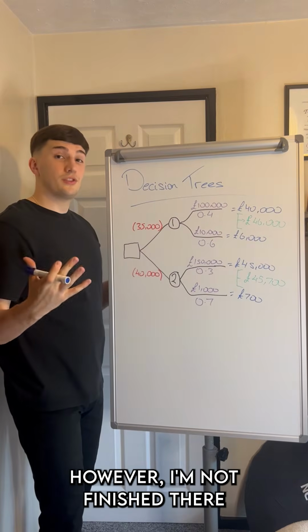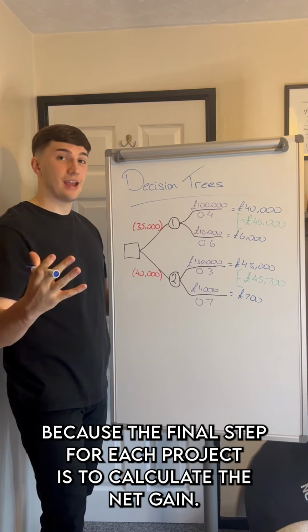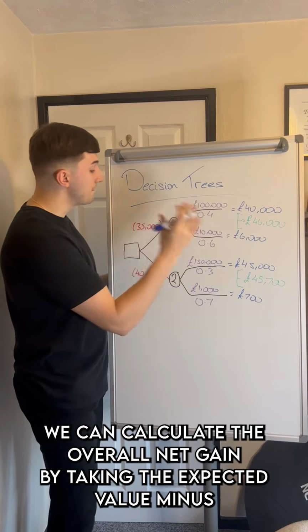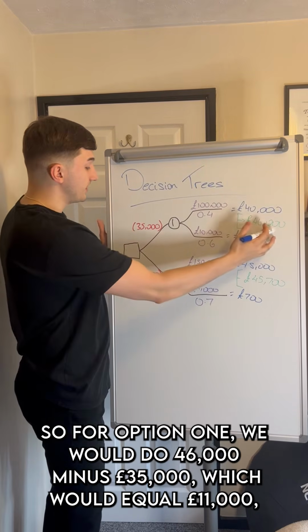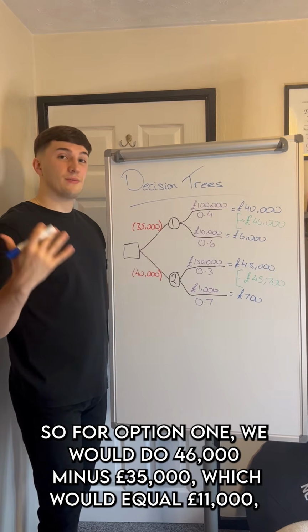However, I'm not finished there, because the final step for each project is to calculate the net gain. We can calculate the overall net gain by taking the expected value minus the initial investment. So for option 1, we would do 46,000 minus £35,000, which would equal £11,000.